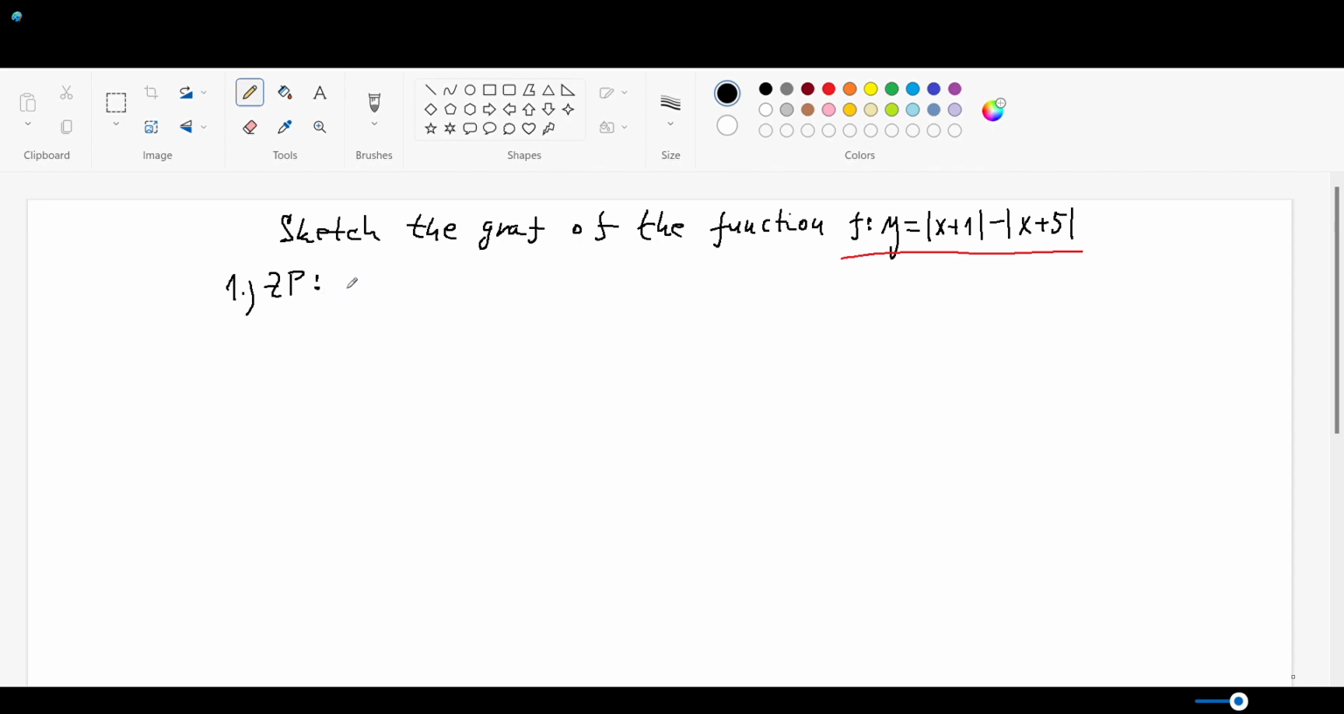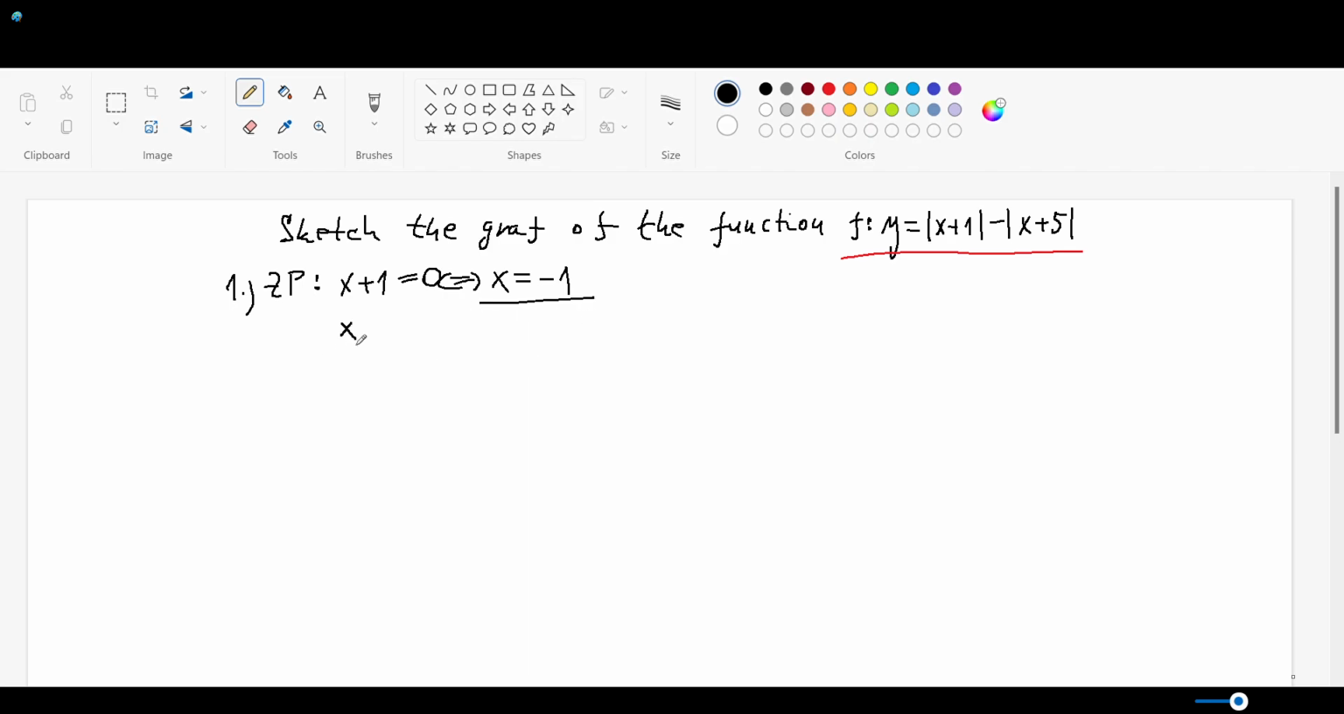The first 0 point can be found if we solve the equation x plus 1 equals 0. Where is x plus 1 coming from? This is the expression in the first absolute value. So x plus 1 is equal to 0 if and only if x is equal to -1. So this is my first 0 point.